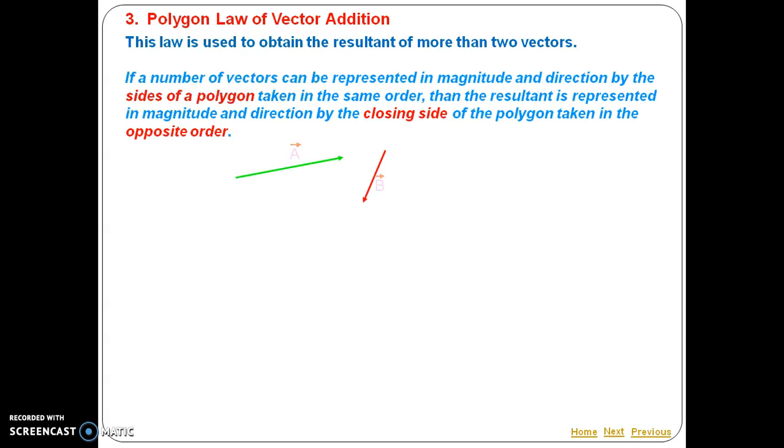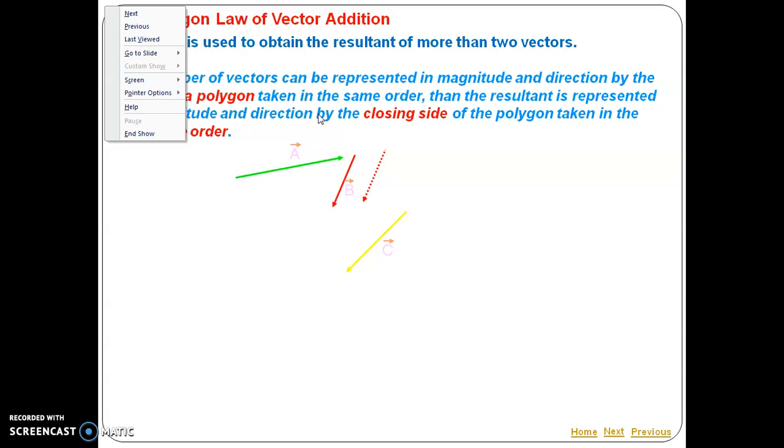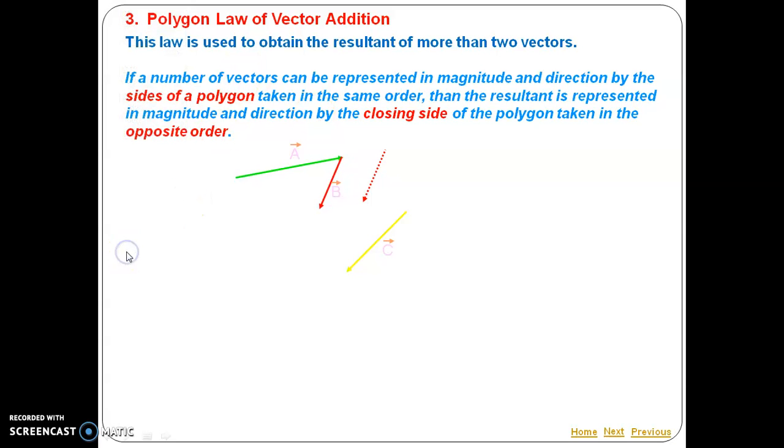What is polygon law? Both the triangle law and the parallelogram law are valid for the addition of at least two vectors. So the next case is polygon law. As the name defines, within a polygon, more than two vectors can exist. Let us suppose there are three vectors here, so we have to add all three vectors.